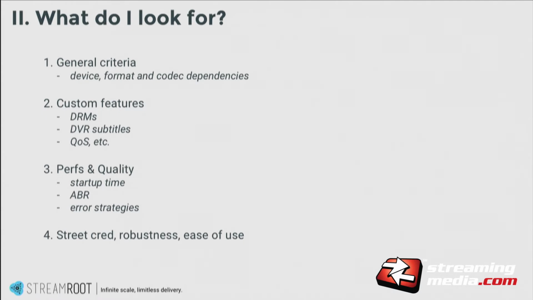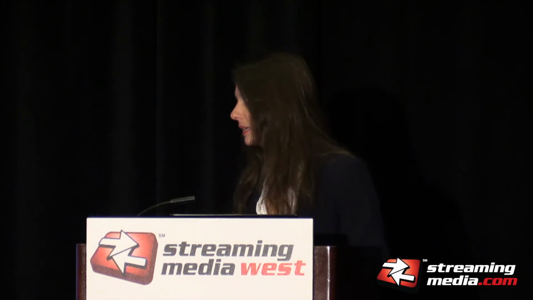First is general criteria, device, format, and codec dependencies, I like to call it. This sounds very simple, but the first thing you might want to do is check that your streams play with the media engine that you've chosen. Because with all of the different ways to decode and encode, it's not 100% given that your streams are going to work well with the engine you've chosen. So that's something to do right off the bat.